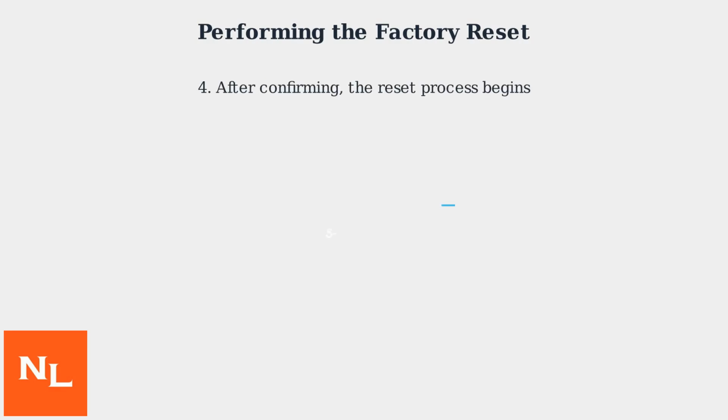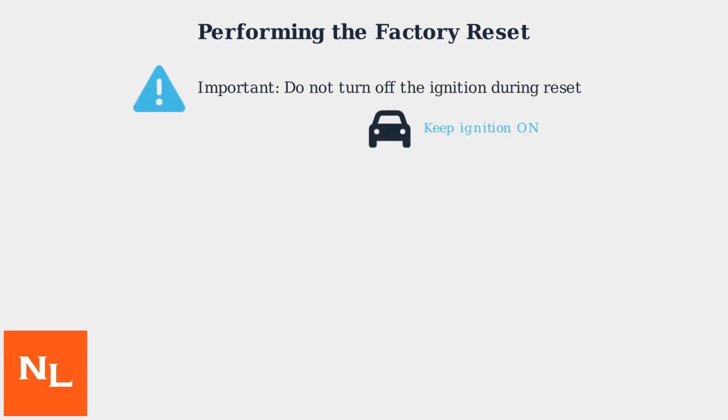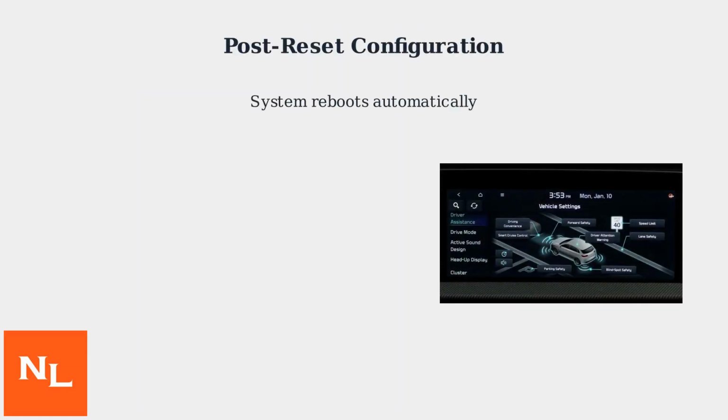After confirming, the system will begin the reset process, which usually takes 5 to 10 minutes. Do not turn off the ignition during this time to avoid interrupting the process. After the factory reset, the infotainment system will automatically reboot. This process takes a few minutes as the system restores to its default state.